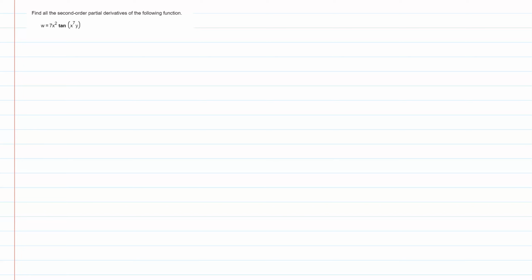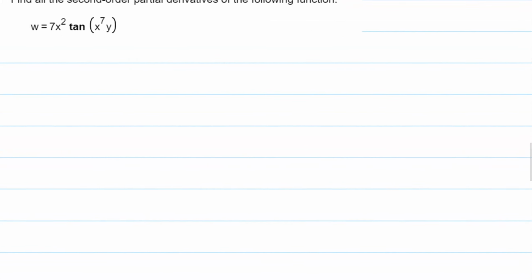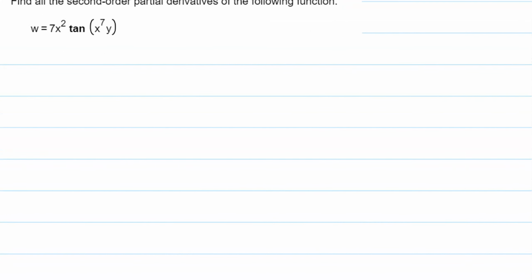Okay, so this is another question that I got from somebody in my email of how to find all the second order partial derivatives of this function w equals 7x squared tangent of x to the 7y. Now this is a kind of complicated problem because we might have to use chain rule, we might have to use product rule. It depends on what we're doing.